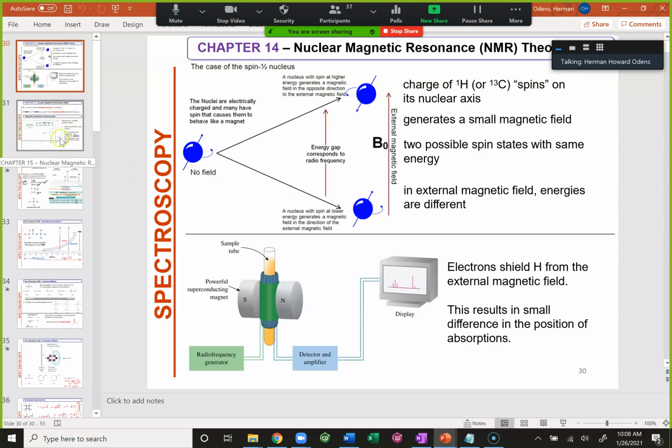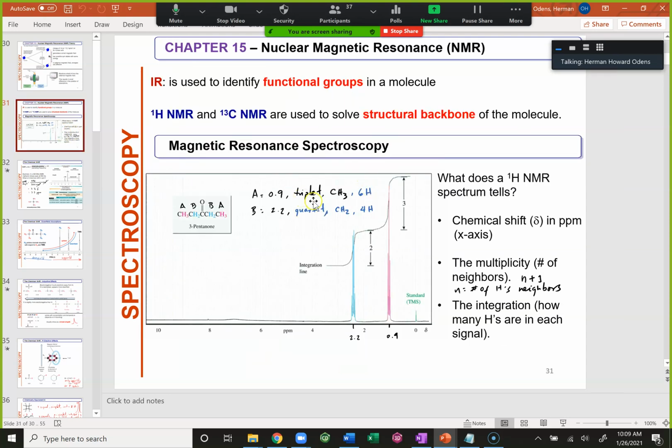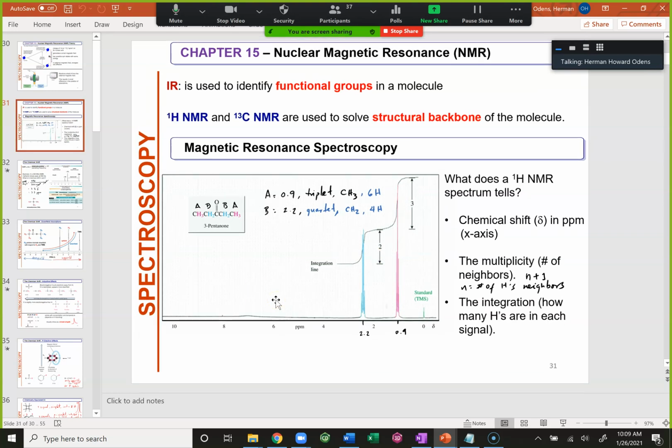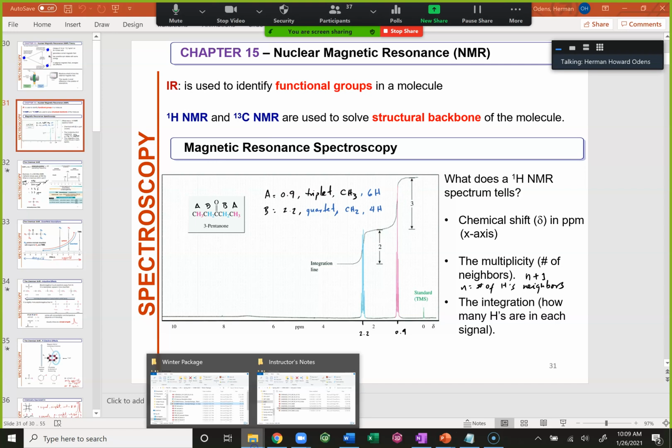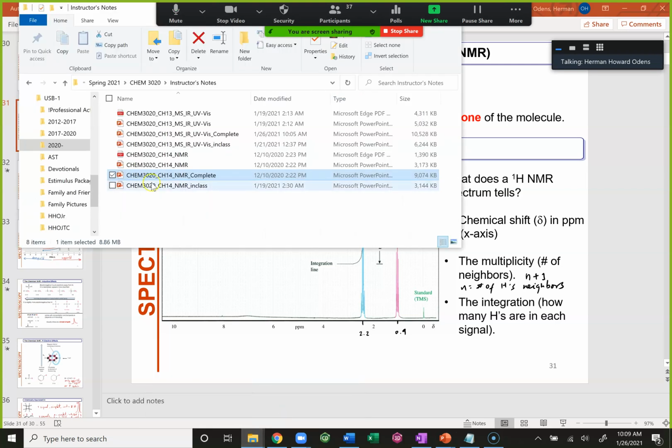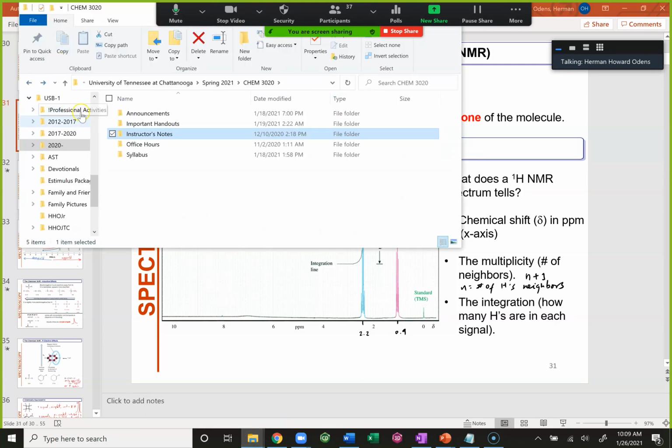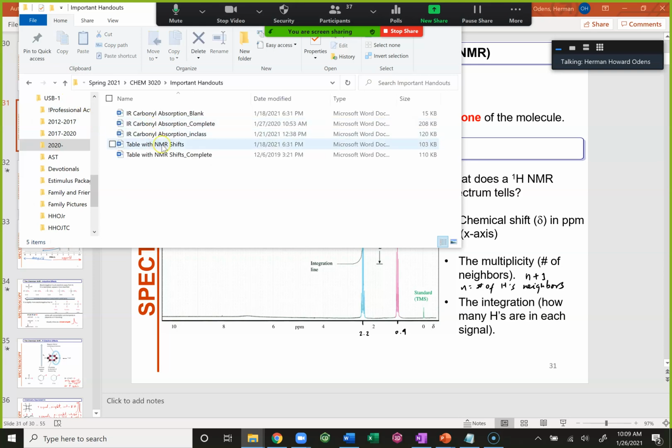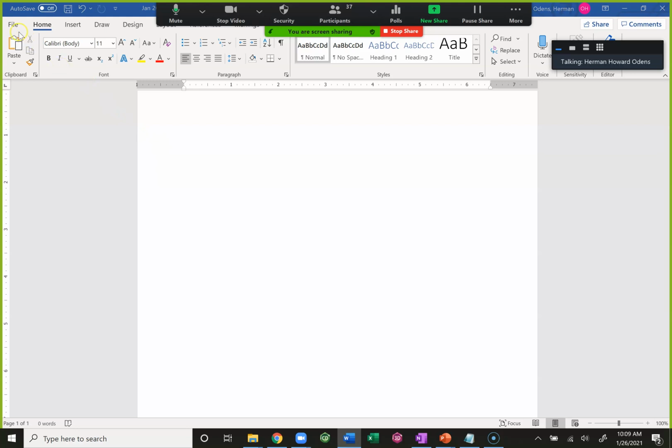So I'm here. So I just don't want to write this thing again, because there's not a whole lot to write. But this is a typical spectrum, and this is the spectrum for 3-pentanone. We're gonna be using also, let me pull that also, that chart that is going to help us out. Important handouts. I'm going to pull this one. So let me pull that, and I'm going to label this.